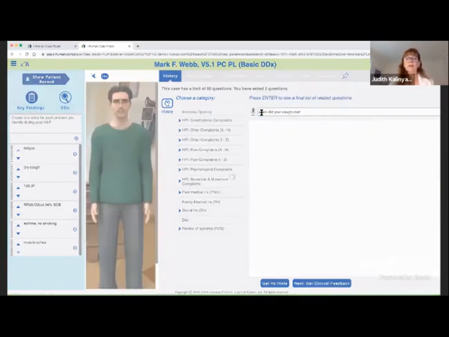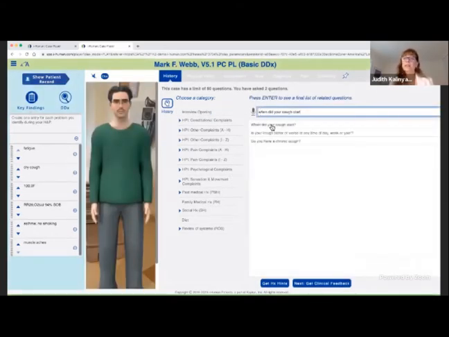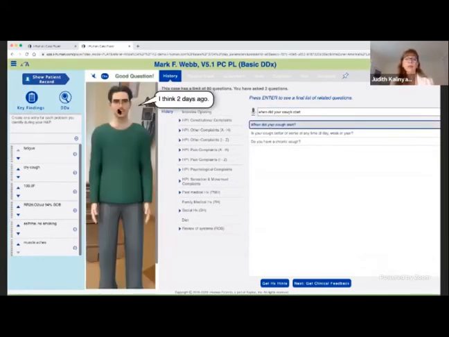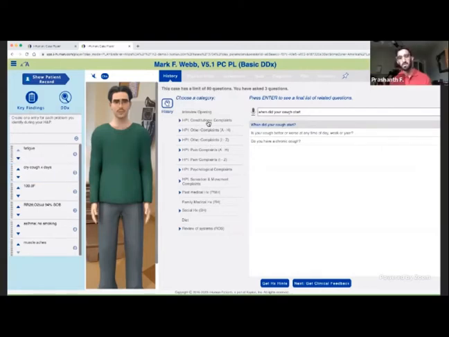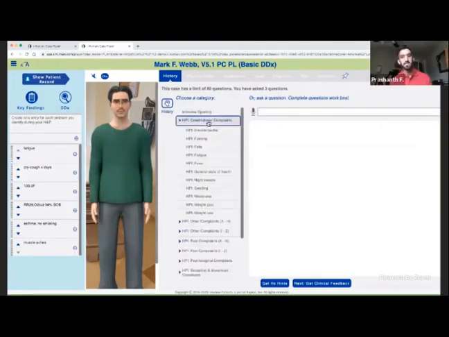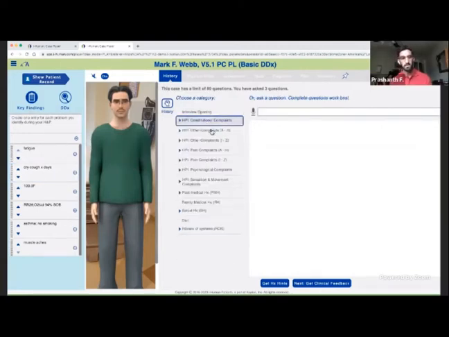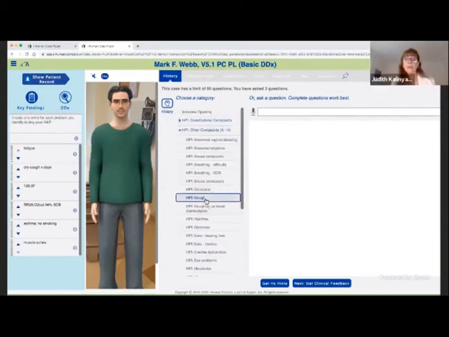So, when did your cough start? You can see my natural language processor, sort of like a Google search, brings up the best option. When did your cough start? 2 days ago. Okay. What else do we want to know about his cough? Anything that makes it better or worse. Pardon? Anything that makes it better or worse. Okay. So let's go into cough.